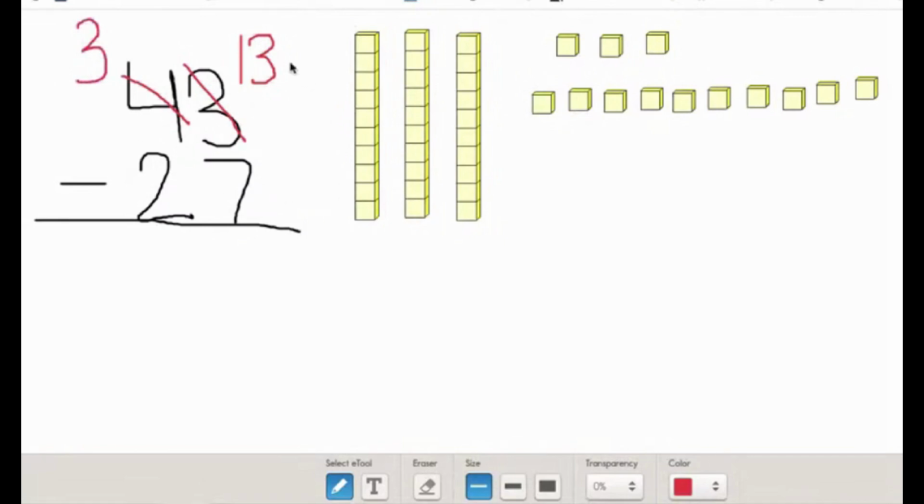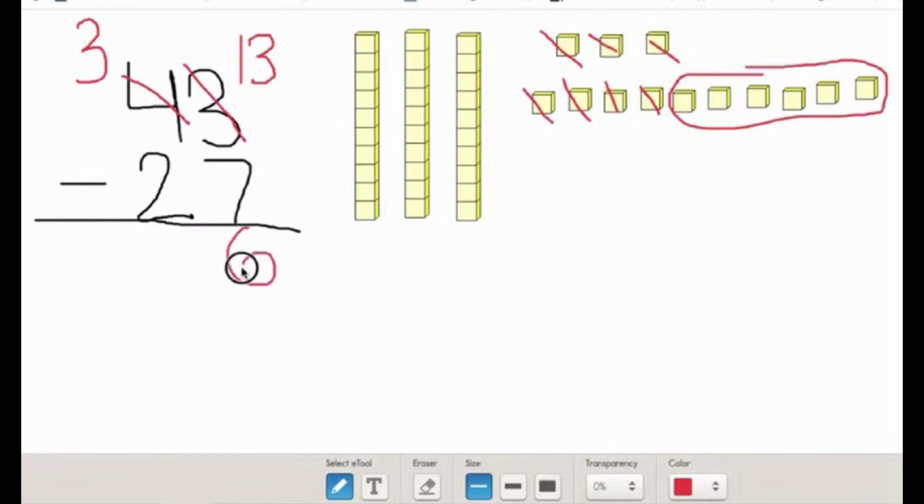So now I'm going to subtract 13 minus 7. So I have 13 here. I'm going to take 7 away. 1, 2, 3, 4, 5, 6, 7. So now I have this amount left, 6 left. So I'm going to come under the ones. I'm going to write the number 6. Now I'm going to the tens. I have 3 tens. I need to take 2 away. So 1, 2, and I have 1 left. So I'm going to place the 1 there.